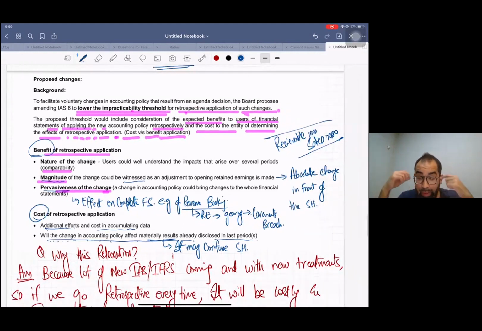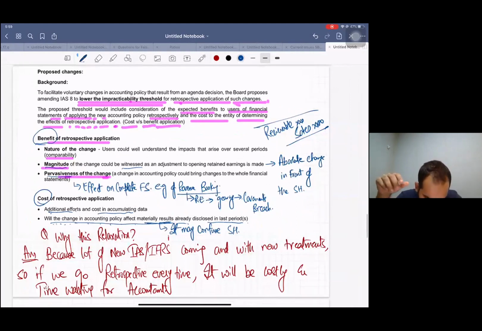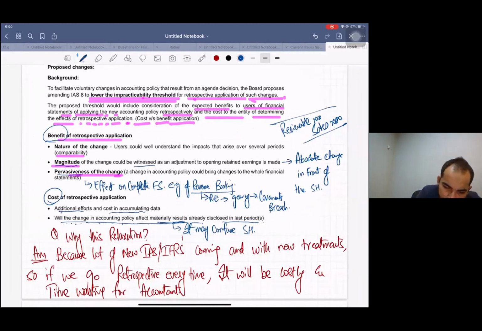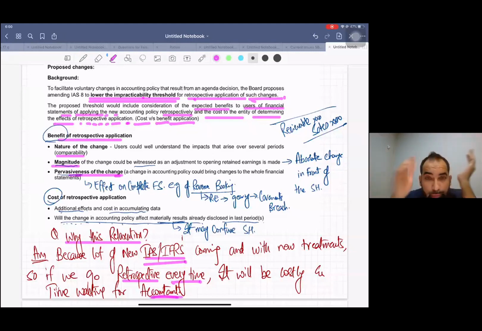Have a look, you have 1 minute. And in the end, I have written why this relaxation. I told you why, because new IFRS are coming out with new treatments. So if we go retrospective every time, it will be costly and time wasting for accountants. This is one of the reasons for this change.